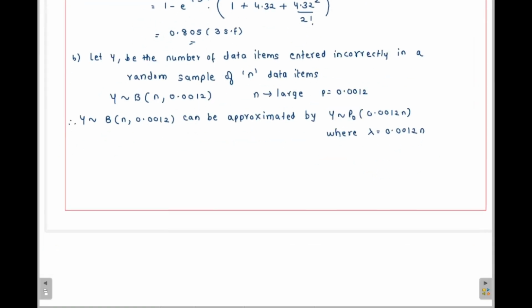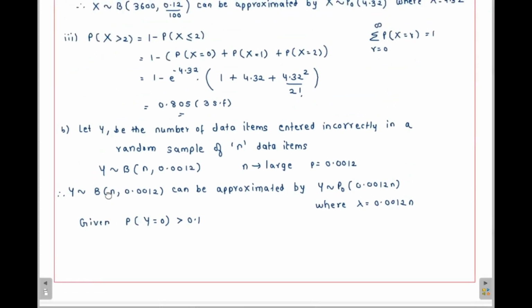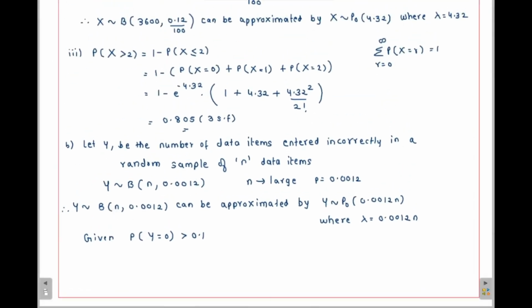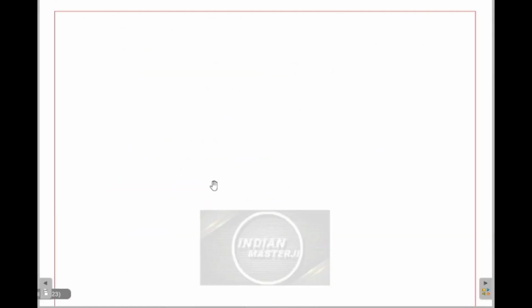Okay, what else they have given? They have given that the probability of y equal to 0 is greater than 0.1. That is, there is no incorrect data entry in this large sample, greater than 0.1. They have given this particular probability and they are asking for the value of n. Correct? So let's try to solve this. Don't have much space here. Let's take a new page.